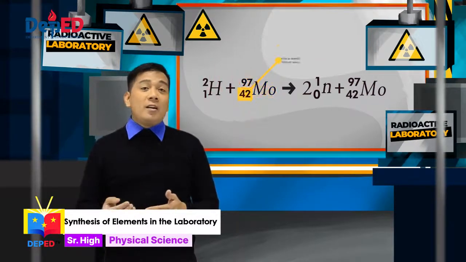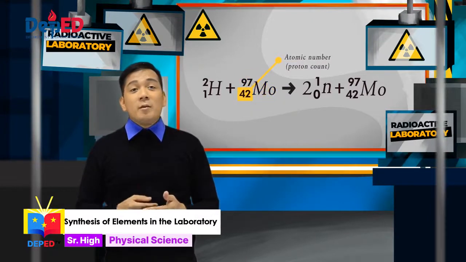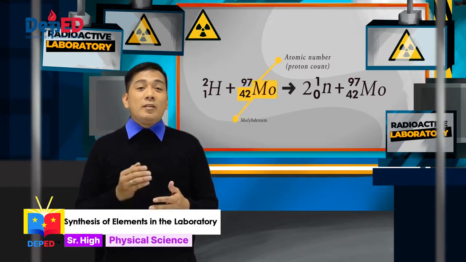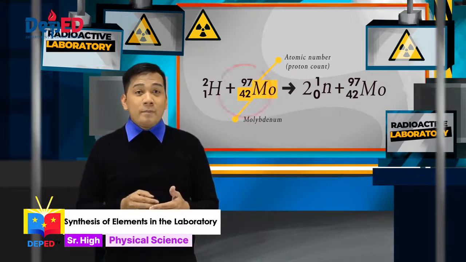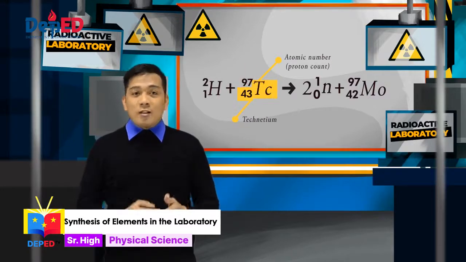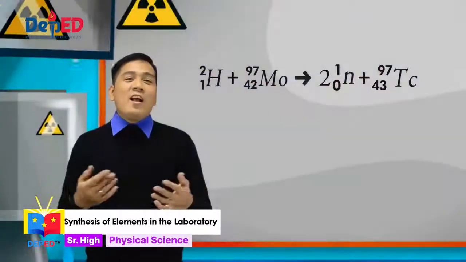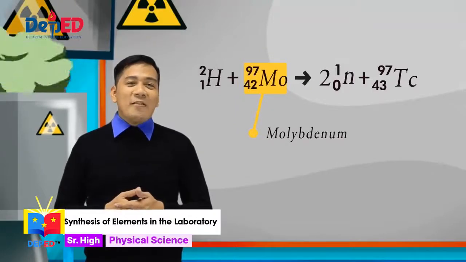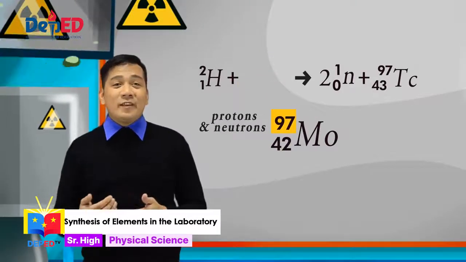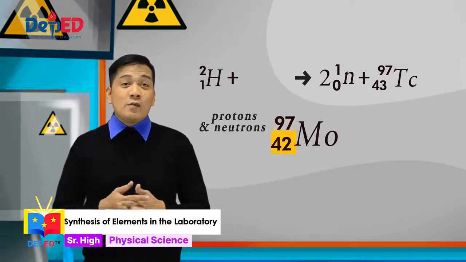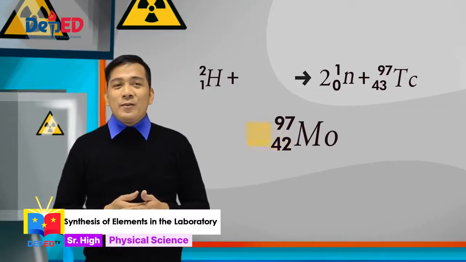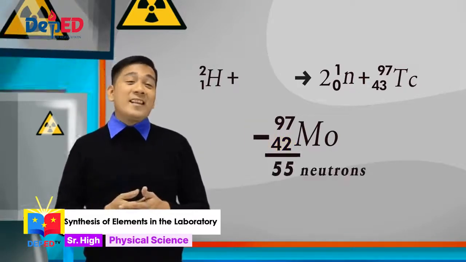The number at the bottom is the atomic number. This number tells us how many protons there are in the element. This means that molybdenum has 42 protons. If you add one more proton here or take away one proton, it will stop being molybdenum. Can you tell how many neutrons molybdenum 97 has? Since the total number of protons and neutrons is 97 and the total number of protons is 42, to get the total number of neutrons, all you have to do is subtract 42 from 97.